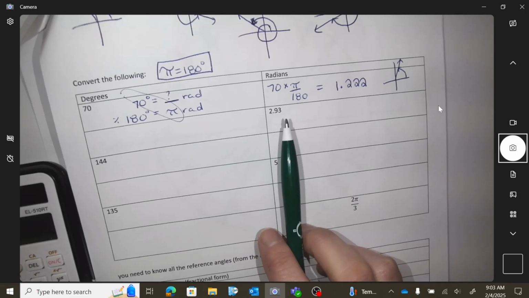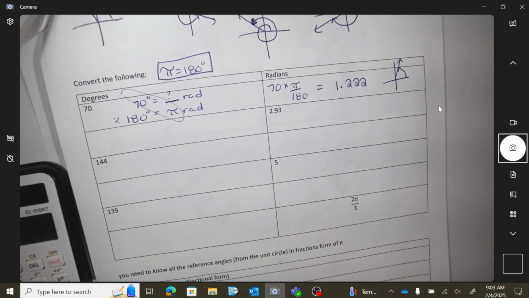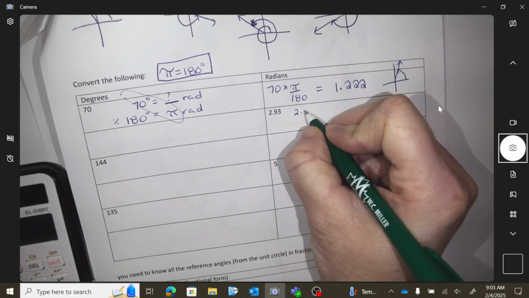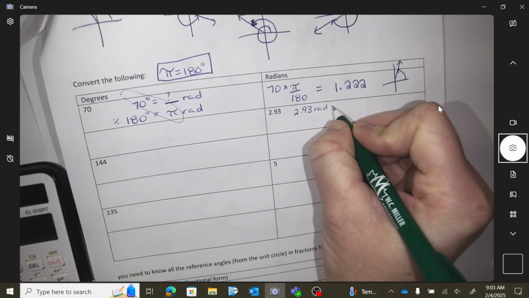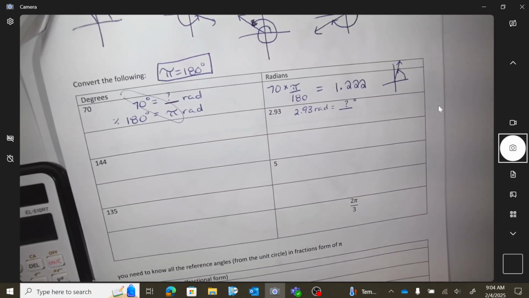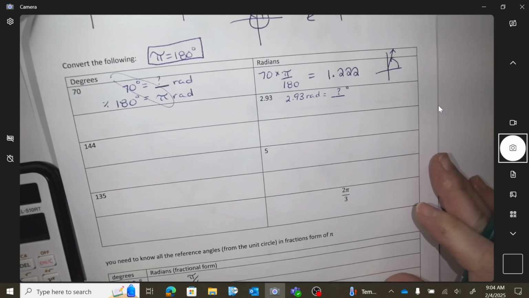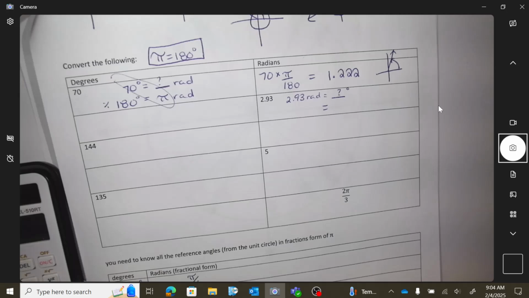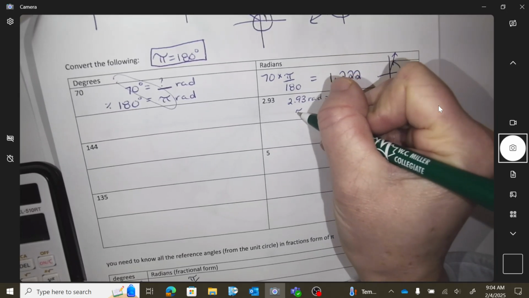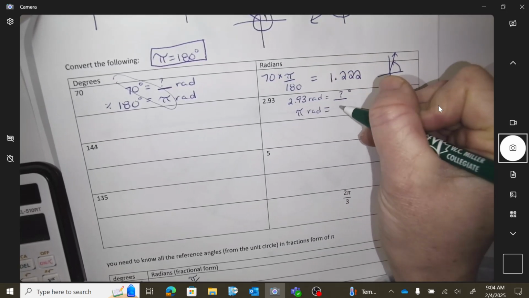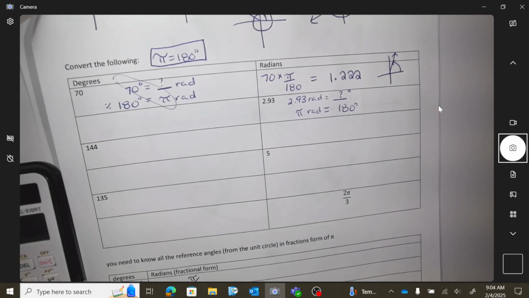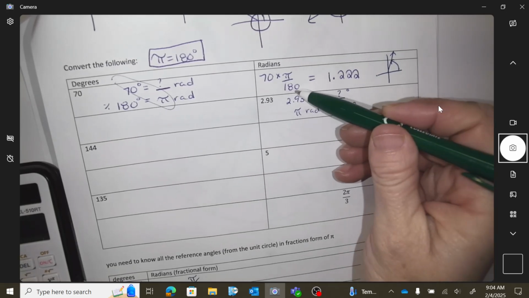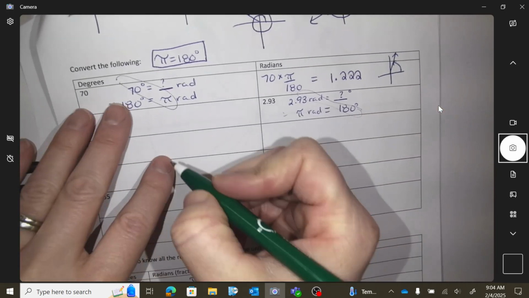Okay, so this one, we're going to go from radians to degrees. So this time 2.93 radians is how many degrees? When I know the what, and then I'm going to write down the what. What do I know? I know pi is 180. So I do the what do I want to figure out, and I do the what do I know, times divide.